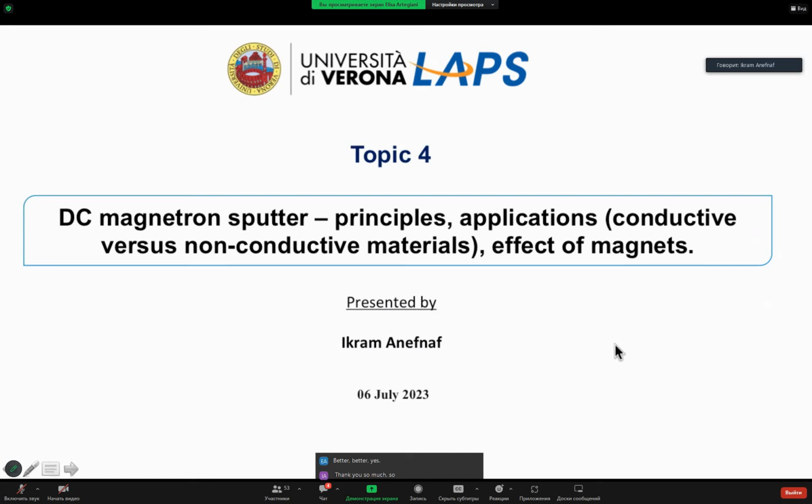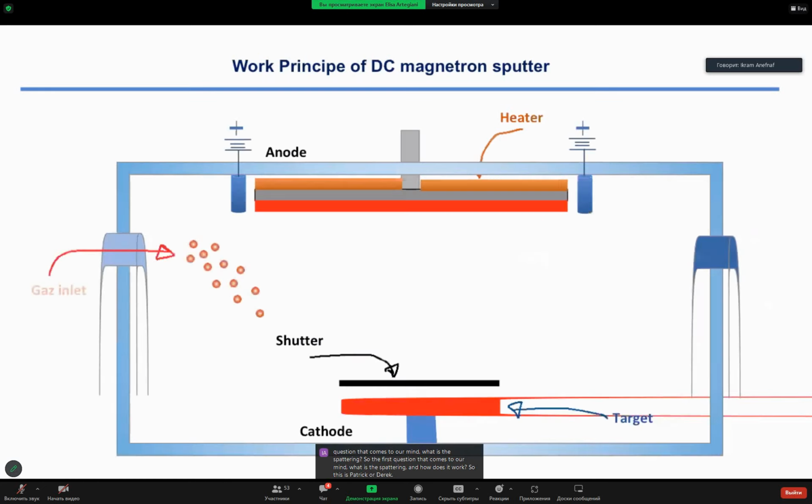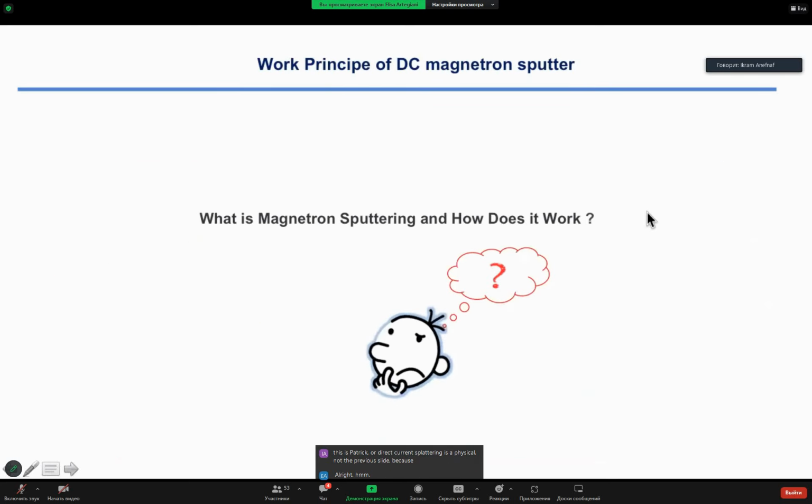So, good afternoon, everyone. I will present an overview about DC magnetron sputtering. So the first question that comes to our mind is, what is sputtering and how does it work? So DC sputtering, or direct current sputtering, is a physical vapor deposition technique that uses a direct current as a power source. During this technique, ionized gas molecules are used to vaporize the molecules of the target material into the plasma.